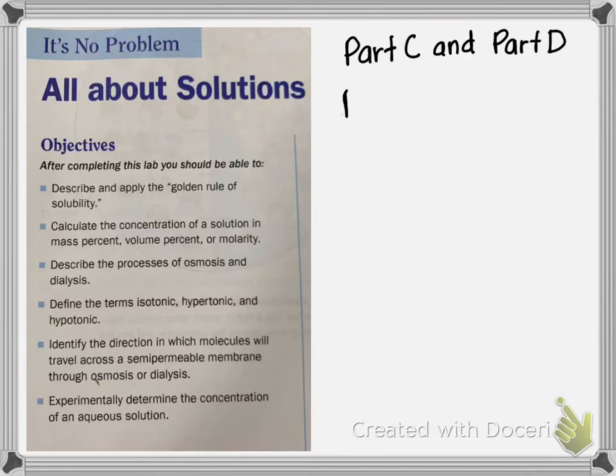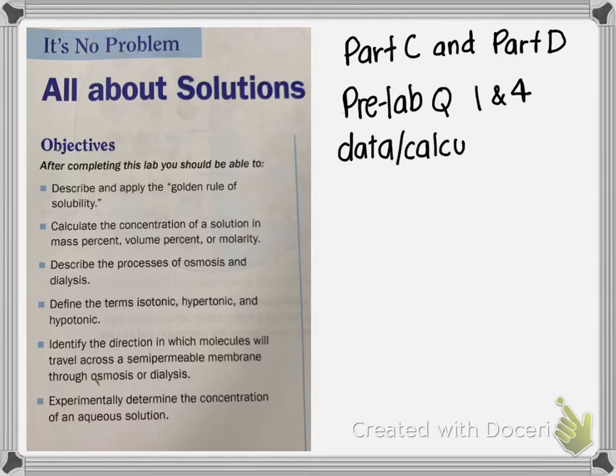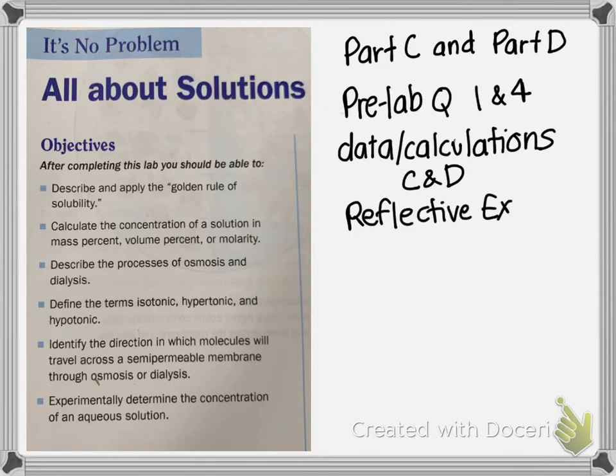Now, the complete lab packet would include pre-lab questions 1 and 4, the data and any observations and calculations for Part C and D. If I could spell calculations right, you guys know that's not my forte. And then we're also going to do reflective exercises. At the end of the lab, we're going to do questions 9, 10, 11, 13, and 14. So a total of 5 reflective exercises.